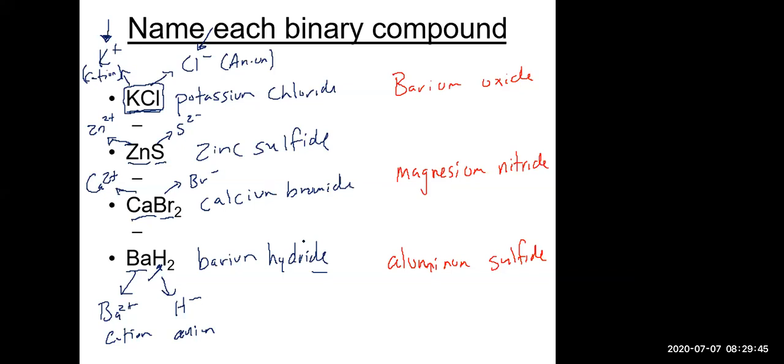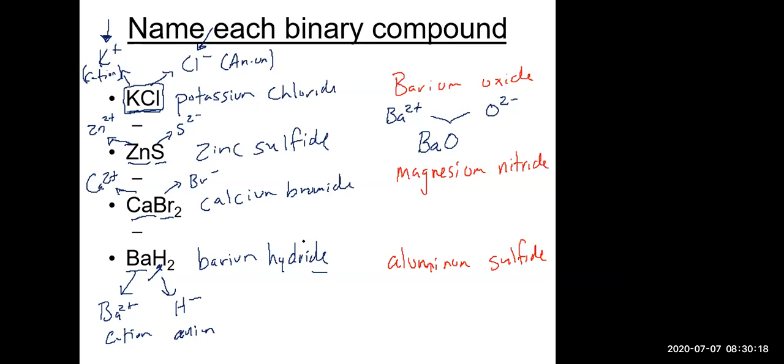Okay, so now if we have the name and we want to write the formula, you basically just work backwards. So when I see barium oxide, I know barium is group number 2, which means it has a +2 charge. Oxide, which is oxygen, which is group number 6, has a -2 charge, which means when we put these together, we just need one of each, and we should end up with BaO as our formula.